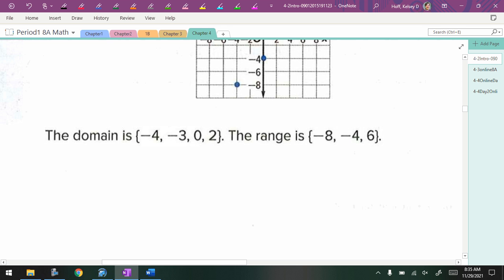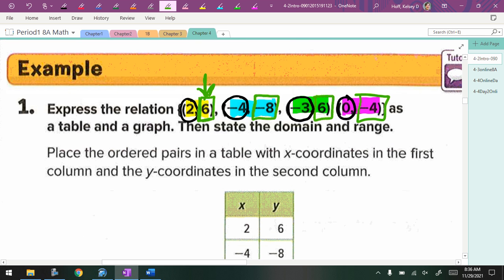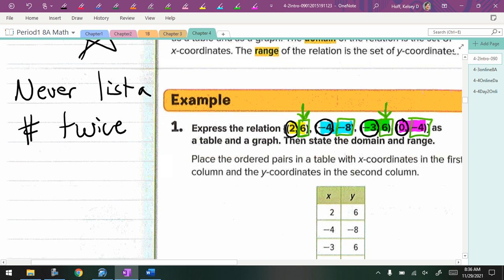How come our domain has 1, 2, 3, 4 numbers and our range only has 1, 2, 3 numbers? Why are there 4 numbers and only 3 in the range? Sarah? If everybody looks up at the numbers that we just boxed in, right here has a 6 in the y, and right here has a 6 in the y. And Miss Hoff wrote over on the side, never list a number twice. Nicely done, Sarah. So that's why there's only 3. It just means that a number was listed twice.